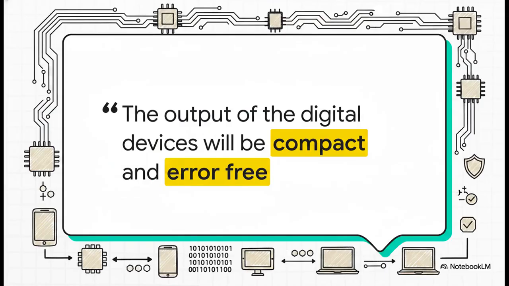So, what does this all mean? This brings us right back to why learning this matters so much in the first place. As our source material beautifully summarizes, and I quote, "The output of the digital devices will be compact and error-free if an octal number is used for processing." By using the octal system, engineers and programmers can interact with complex digital electronics so much more efficiently. They completely avoid the headache and the huge potential for errors of handling massive, unwieldy binary strings. It is literally the ultimate digital shorthand.